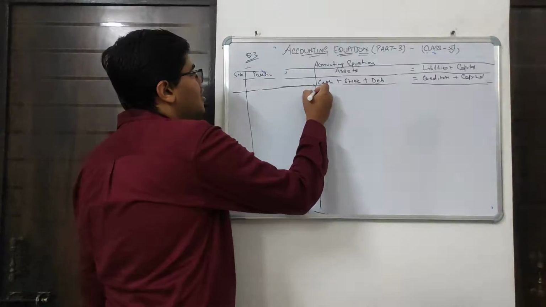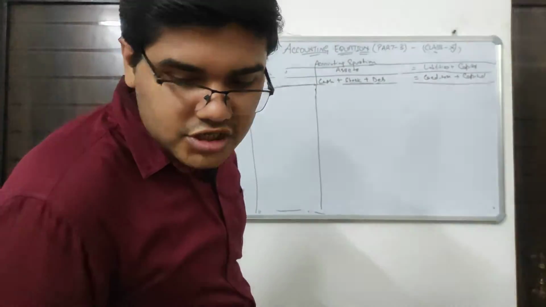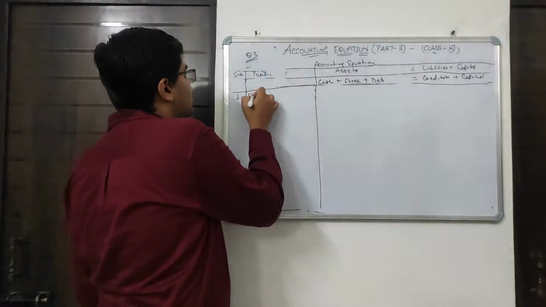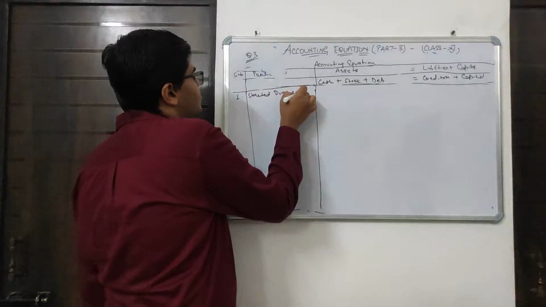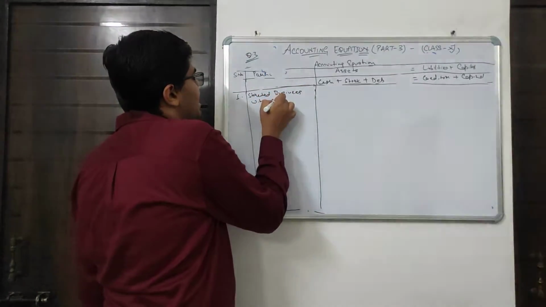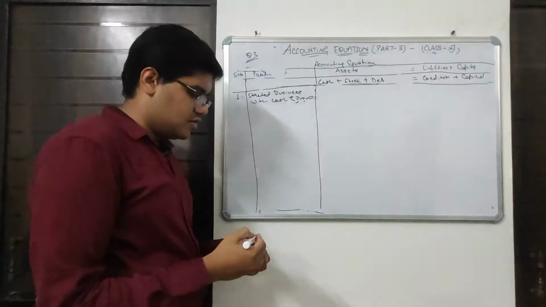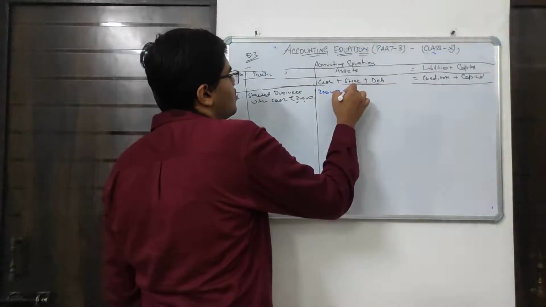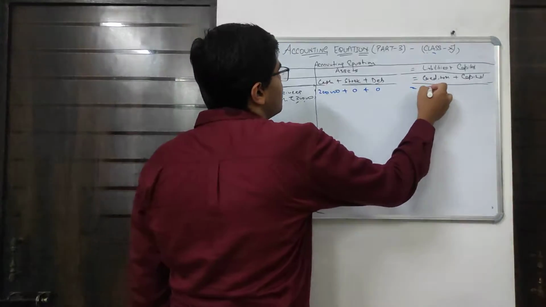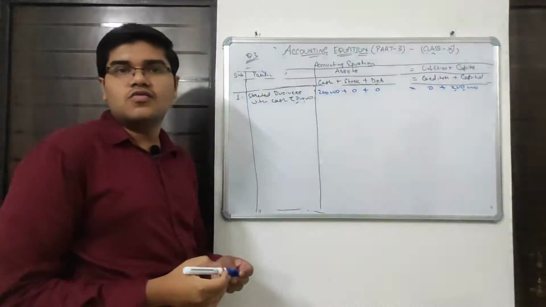So our first transaction is: started business with cash rupees 2 lakh. Simple. The first transaction is very simple. 2 lakh will be added in cash, no change in stock, no change in debtor, creditor, no change, and capital will be added by 2 lakh.